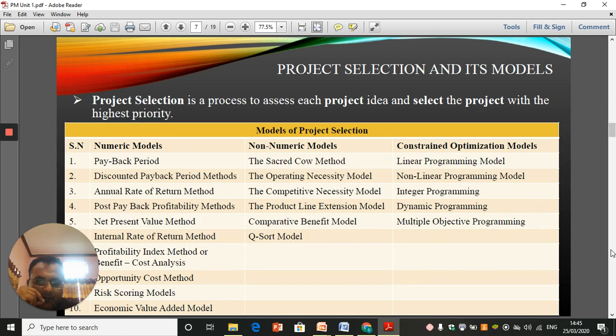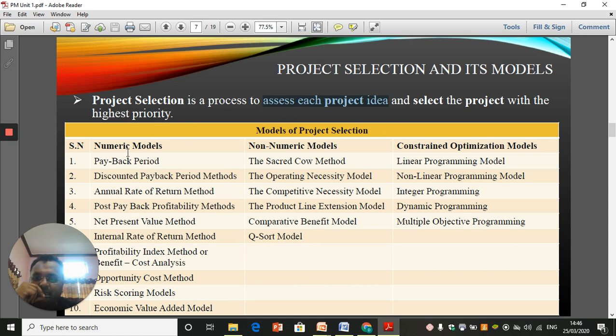Here now we'll go through project selection and its models. Project selection is a process to assess each project idea and select the project with the highest priority. So first of all, we assess each project idea. It is assumed that we already have more than one project idea. Then we select the project idea which has highest priority.